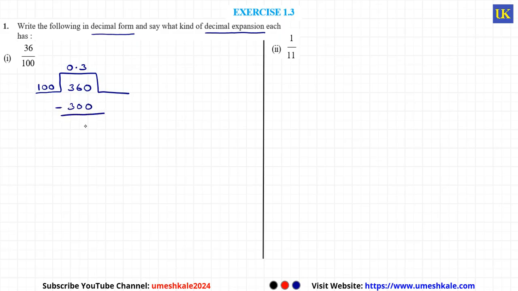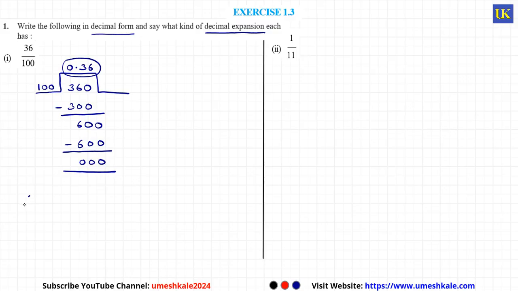So what will remain now? 60 will remain. Now again this number has become smaller when compared to 100. But for the second time we do not give any decimal point, because the decimal is already taken. It is taken only once, so for the second time you can take the zero directly. Now 100 sixes are 600, right? When we get a zero in the remainder, it means this answer has become our final answer.